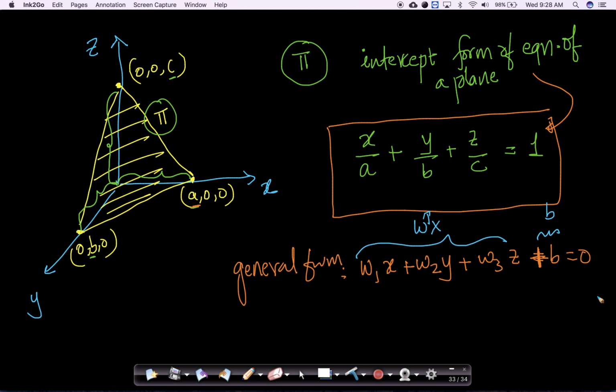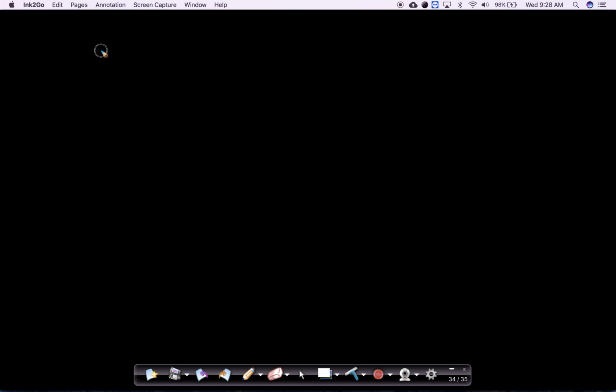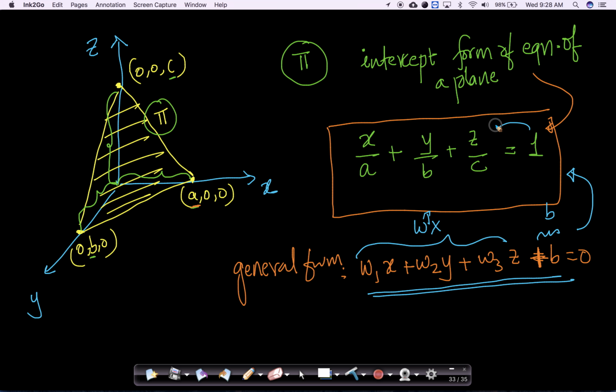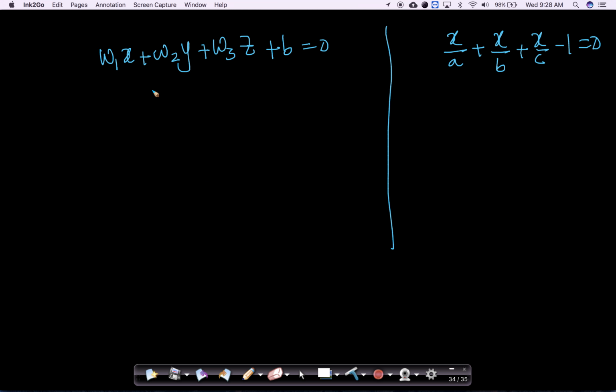Now, if somebody gives you the general equation of a plane, how do you convert it into the intercept form in three-dimensional space? First, let's see the three-dimensional space, then we'll generalize it to higher dimensional spaces. So now let's write these two formulae. W1x plus W2y plus W3z plus b equals 0. Now we want to take this into the form x by a plus y by b plus z by c minus 1 equals 0. This is the intercept form; I'm just taking the 1 to the LHS. Now to do that, what do I do?